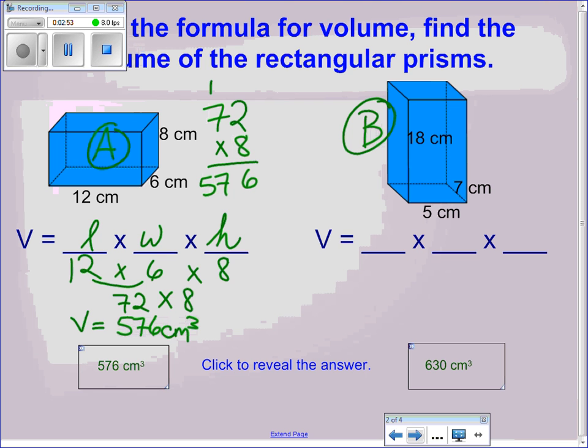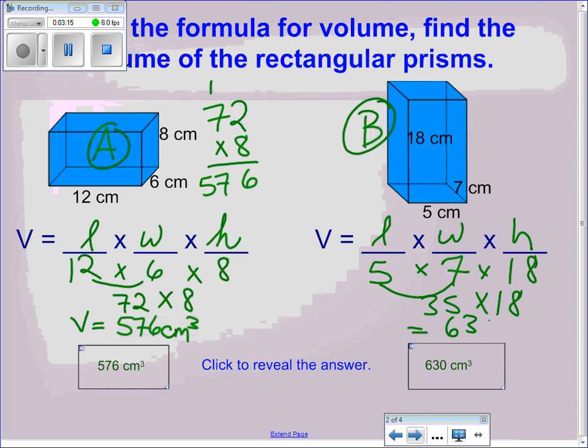If you arrived at 630 centimeters cubed, congratulations. Again, volume equals length times width times height. Our length in this case is 5 centimeters. Our width is 7 centimeters. Our height is 18 centimeters. 7 times 5 is 35. 35 times 18 equals 630. 3 dimensions means cubic centimeters.